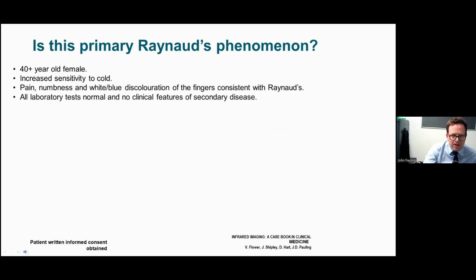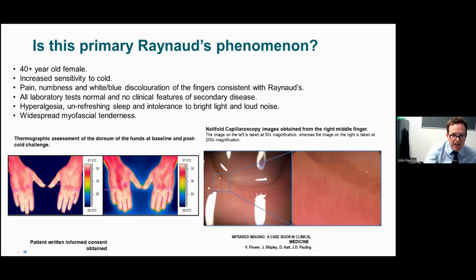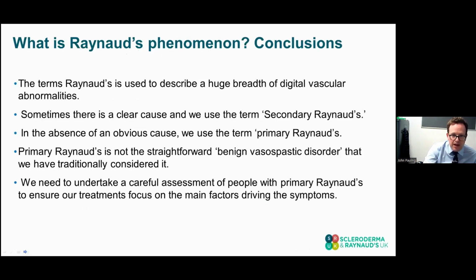So here's another example. Is this primary Raynaud's phenomenon? This is a lady who describes increased sensitivity to cold with pain and numbness and discoloration of the fingers. But again, all of the laboratory tests here were normal, and there were no clinical features to suggest a secondary disease. We did thermal imaging studies in this person. Actually, unlike the last case I described, the blood supply to the fingers was excellent, both in resting conditions and following cold exposure. Again, the nail fold capillaroscopy, a little bit more difficult to actually see the nail fold capillaries, but looked very normal.